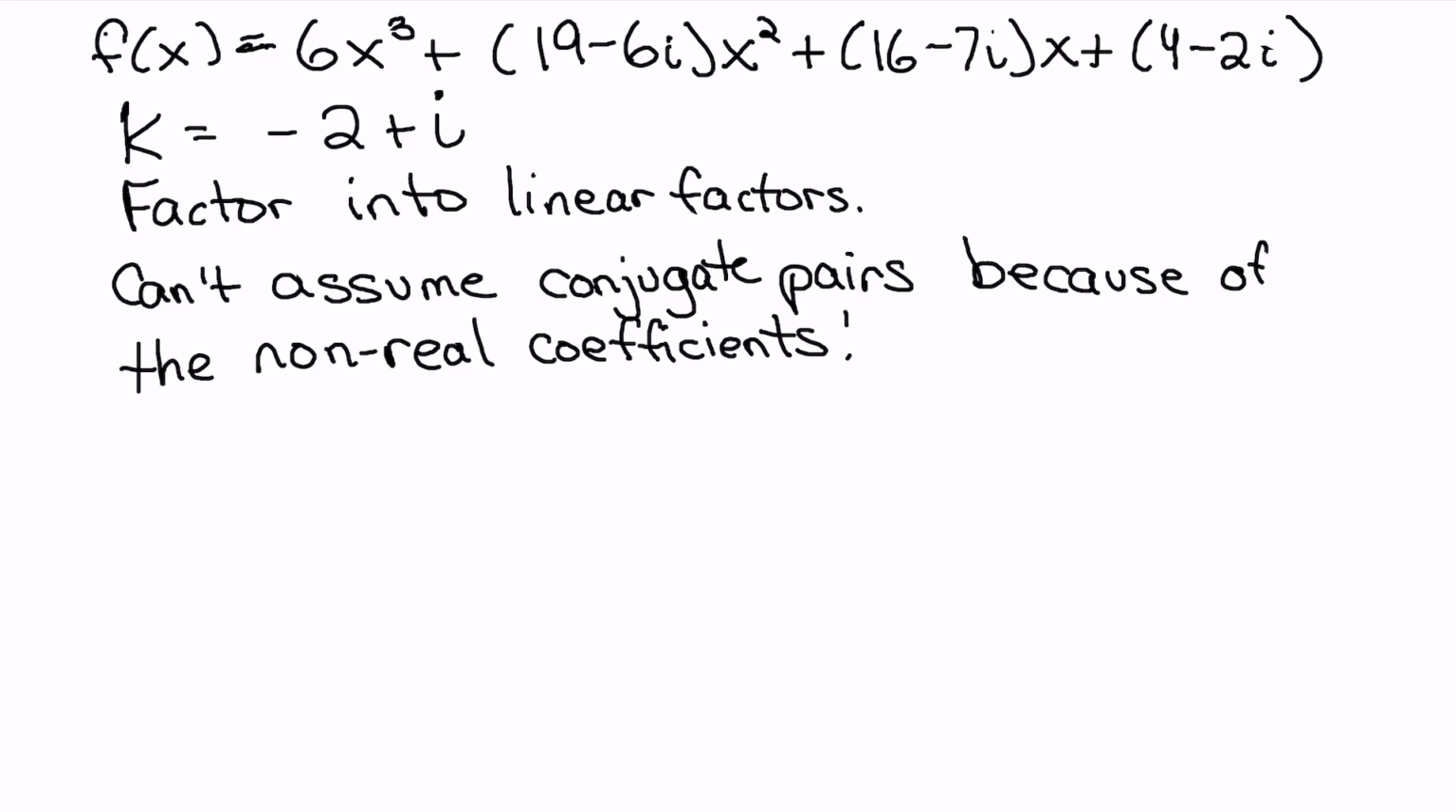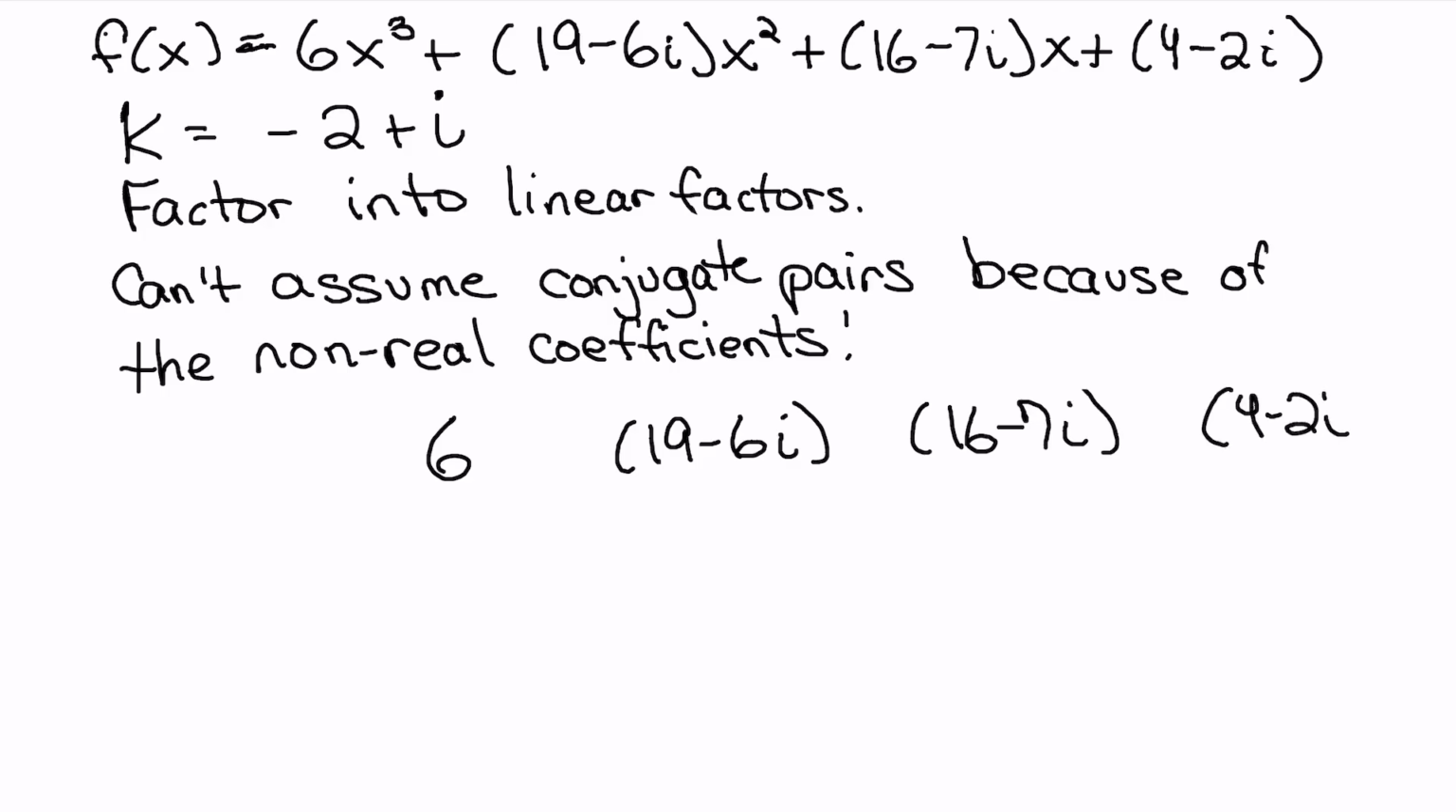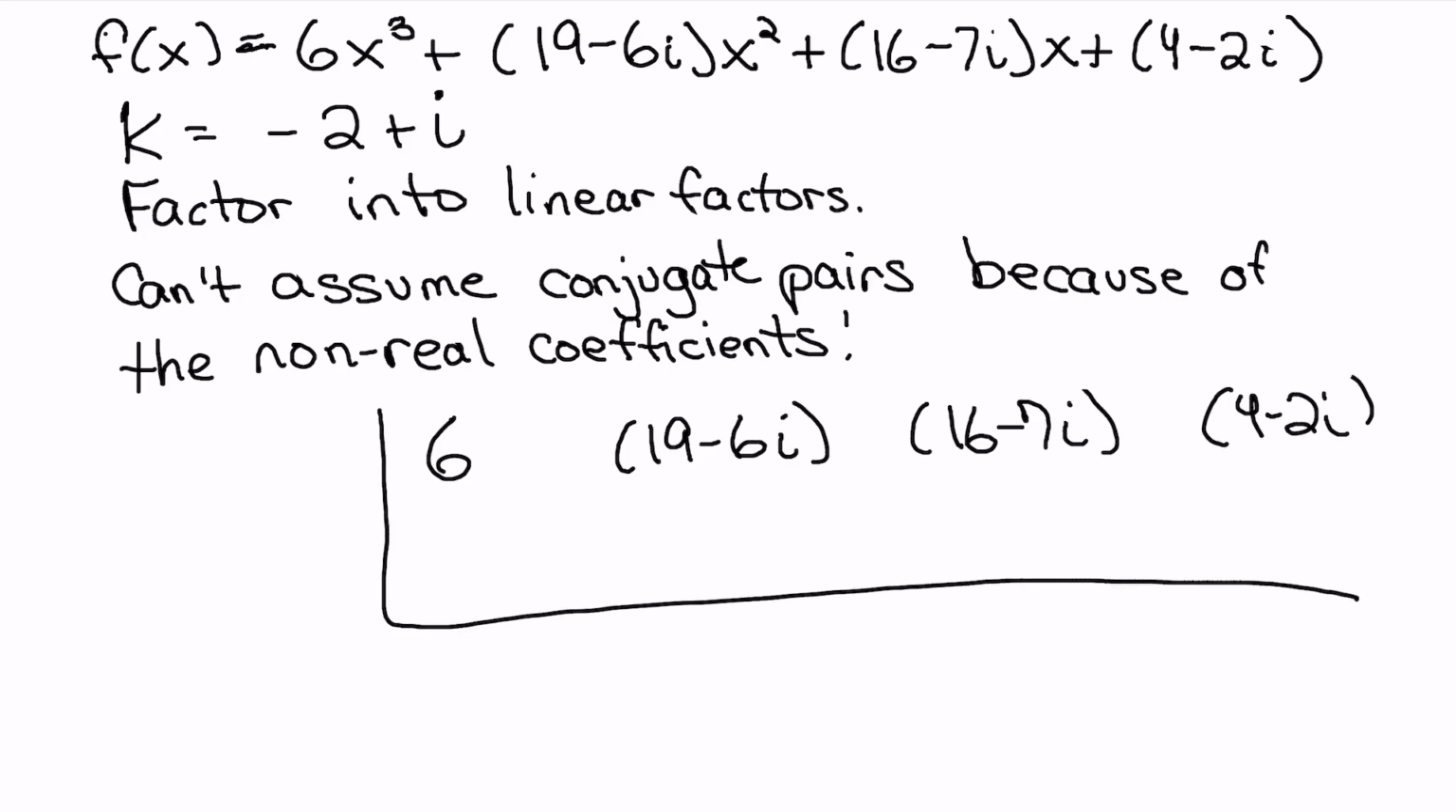So we can do some synthetic division. We can put a 6. We can put a 19 minus 6i. Just go ahead and put those coefficients in like you normally would have. 16 minus 7i, 4 minus 2i. And let's do some synthetic division using negative 2 plus i. X cubed, x squared, x, constant, so I don't need any zeros in there. I think we're good. All right, bring down the 6.